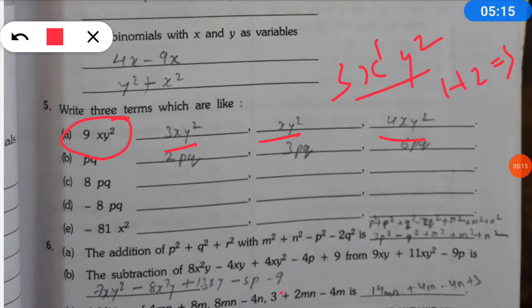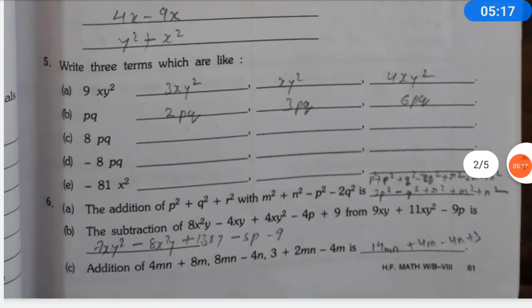Okay, so this is a like term. That means you now know, since I had already explained the definitions of like and unlike terms, and from that only you will understand this. So the rest of the part you can easily do on your own.